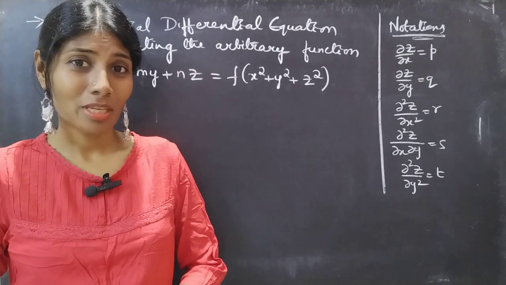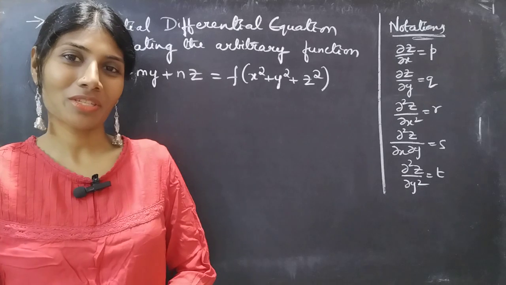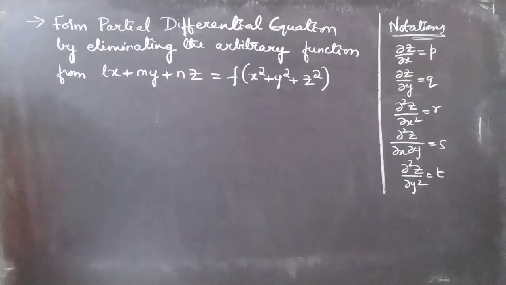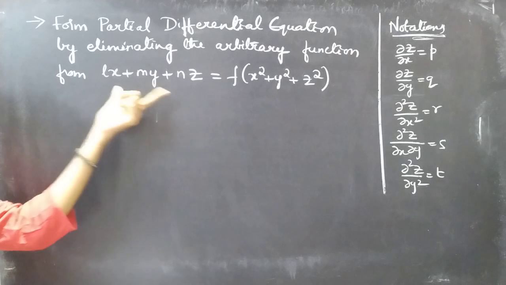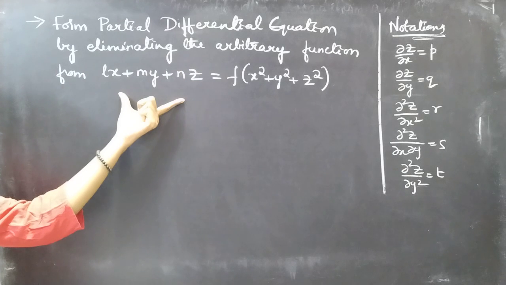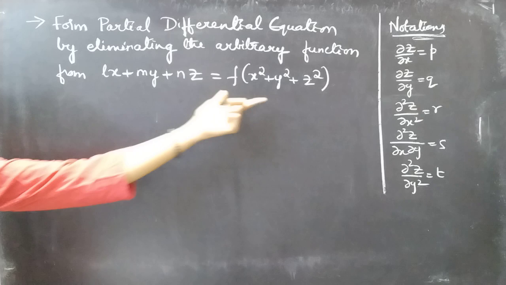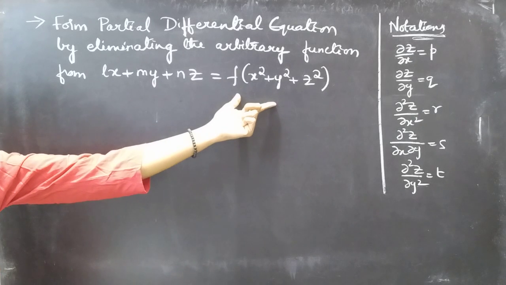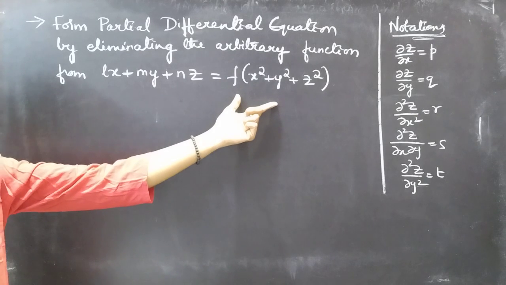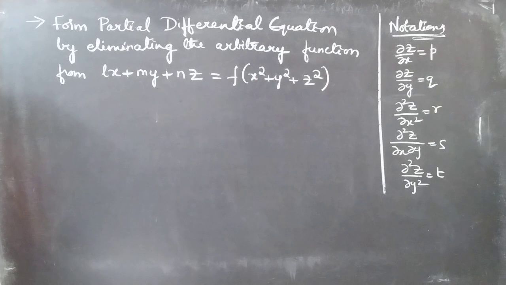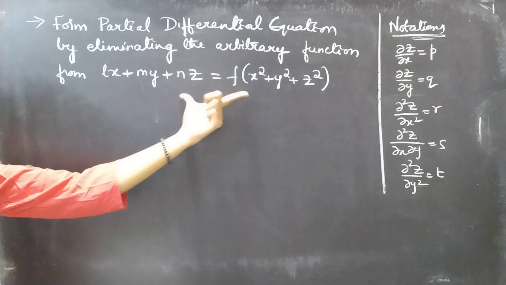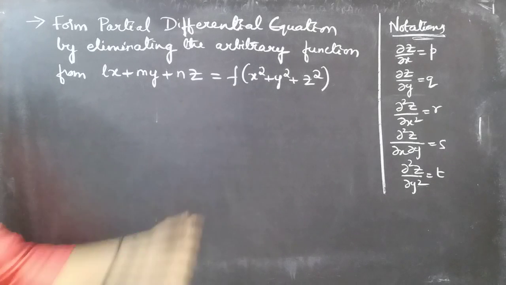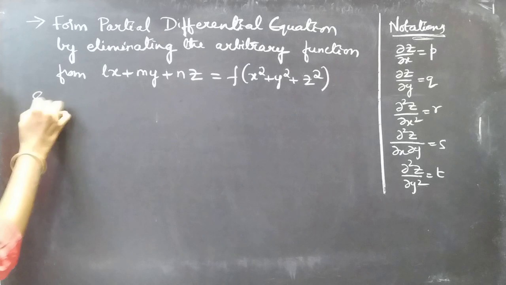In this video, we're going to see a problem from partial differential equations. So let's get going. Problem: form partial differential equation by eliminating the arbitrary function from lx plus my plus nz equal to f of x square plus y square plus z square. So we are asked to form a partial differential equation by eliminating this f from this equation. Let's begin.